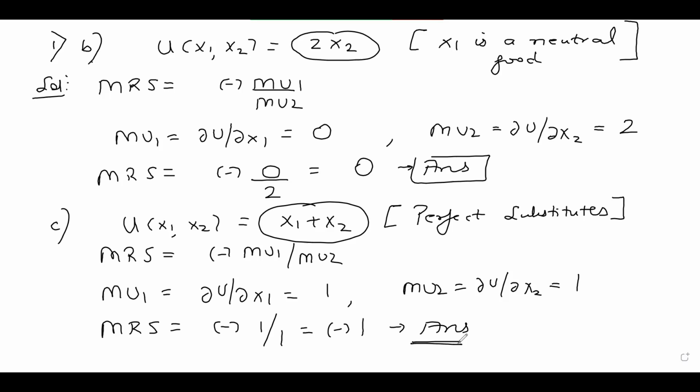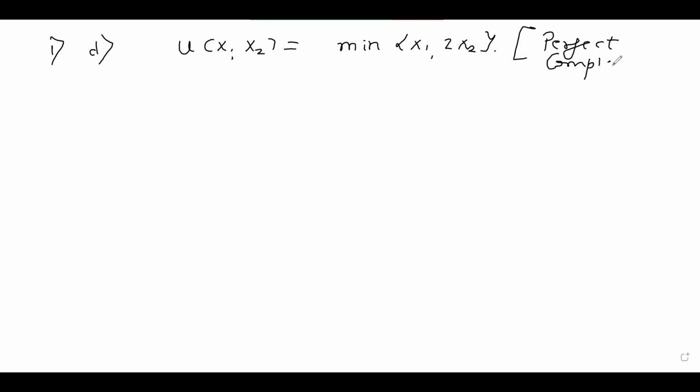So I hope students have understood this. Let's quickly move to question 1, part D. Utility as a function of x1, x2 is min of x1 comma 2x2. What type of utility function is this? Perfect complements. Two goods are said to be perfect complements if they are consumed in a fixed ratio. Now if I have to find the MRS, I have cases here because it depends on whether x1 is more than 2x2 or less than 2x2. For a min function, you always have cases. So let's take case 1.